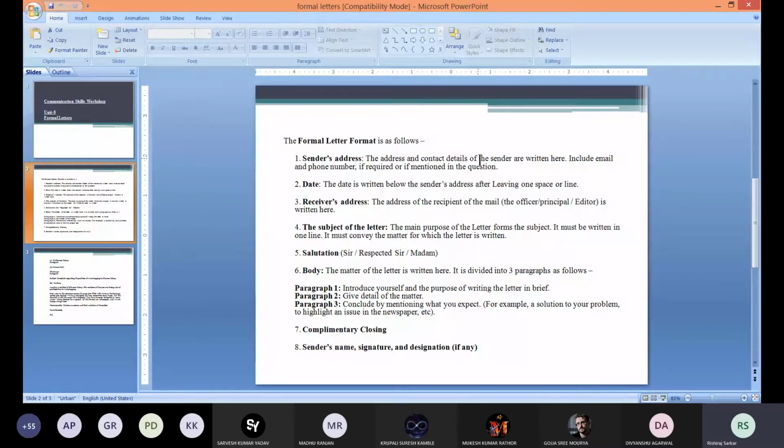And after the salutation, your body will start, which will be divided into three parts or three paragraphs. The first is your introduction and the purpose of writing the letter. The second part will be the content of the letter, giving the detailed matter. And the third part will be the concluding part, where you will expect any kind of response, like a solution to your problem or highlighting an issue in the newspaper, etc.